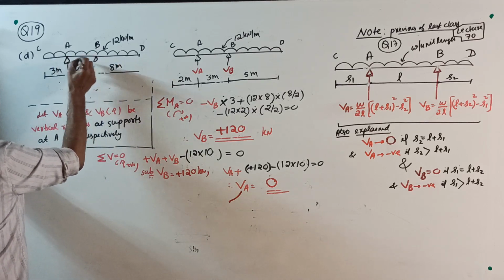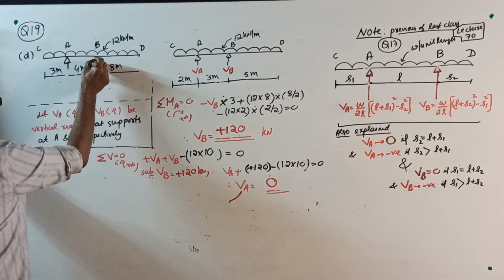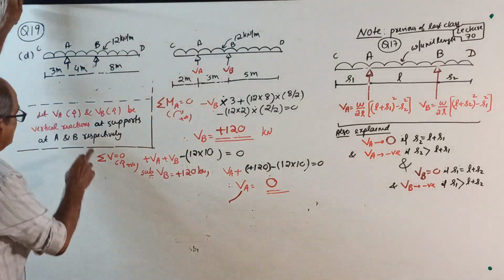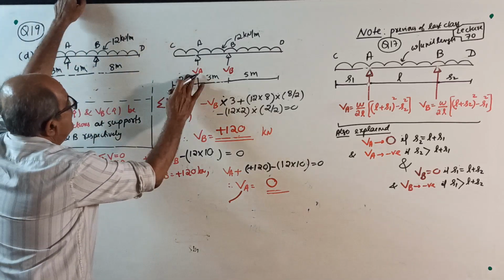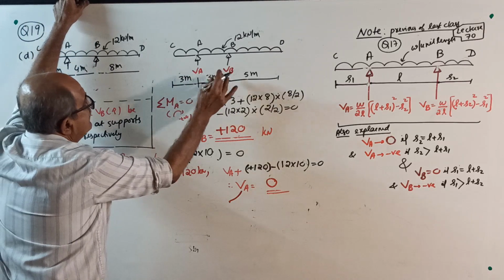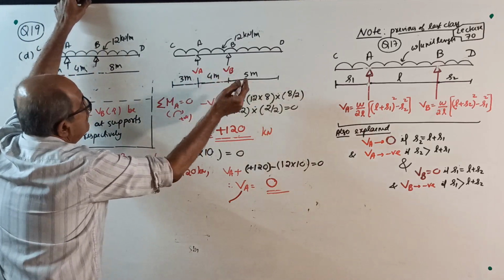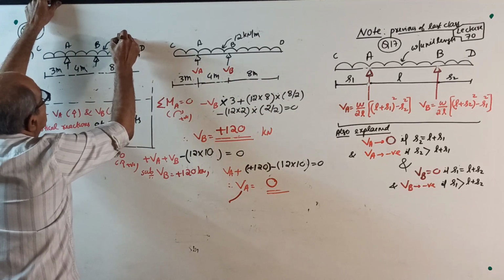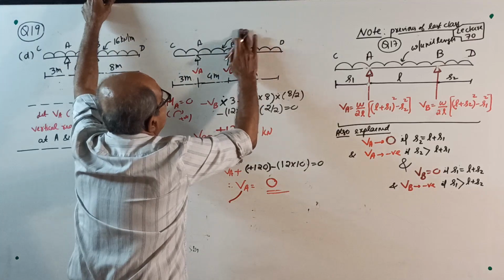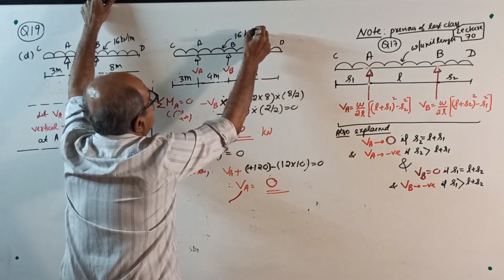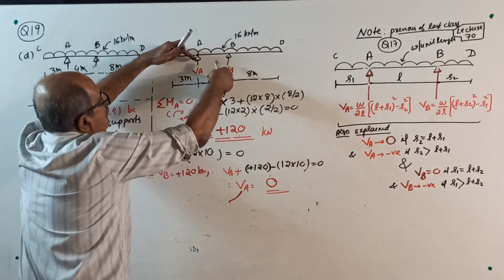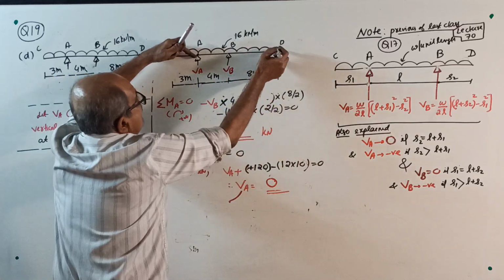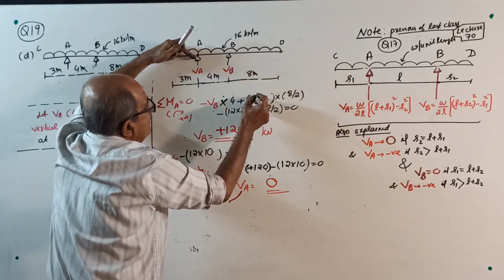For the beam shown in figure, find support reaction. As usual, assume both upwards. See here, this is 3 meter, this is 4 meter, this is 8 meter. UDL, I'll change it to 16 kN per meter. Start. Take moment about A. Minus VB into 4 plus 16 into 8 plus 4 is 12.